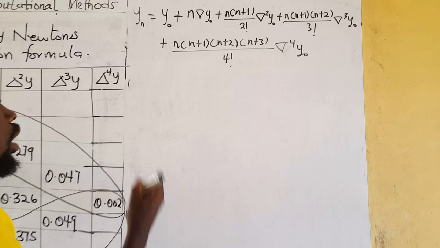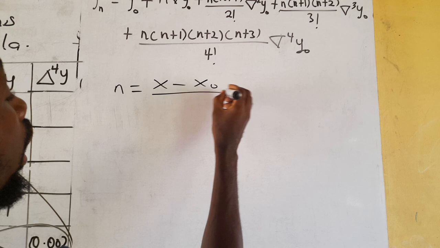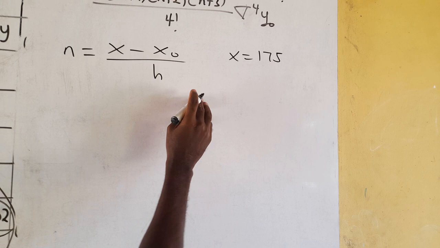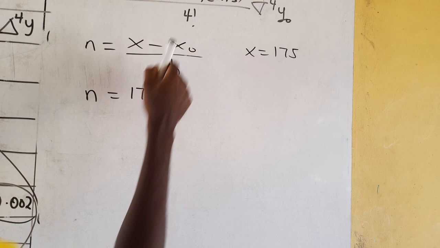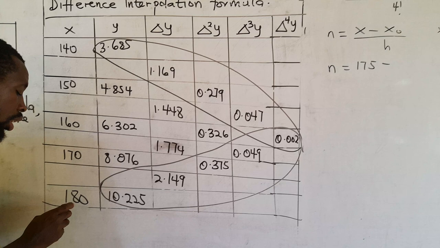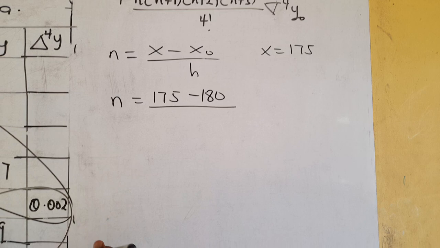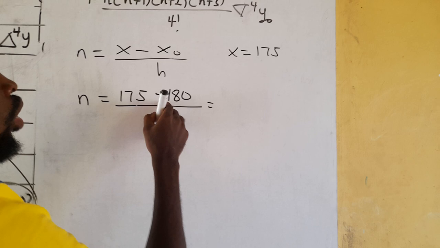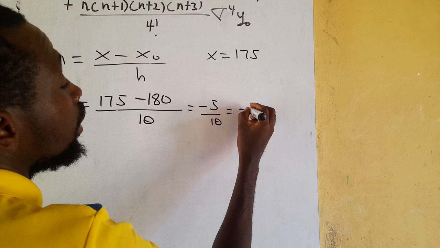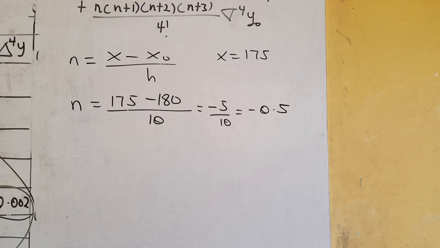How do we find n? Remember, we said the n is always x minus x naught all over h. And our x in this case is the 175 we are asked to find. So our n is equal to 175 minus our x naught, which is the last value of x here. Since it's backward difference, this will be our x naught. Please be very careful with it. So that will be 180, all over our h, which is the difference between the x's, and we said the difference is 10. So 175 minus 180 will give us negative 5 over 10, and that will be negative 0.5.